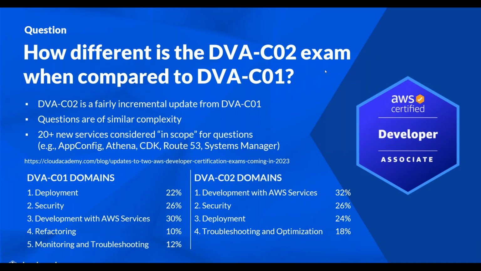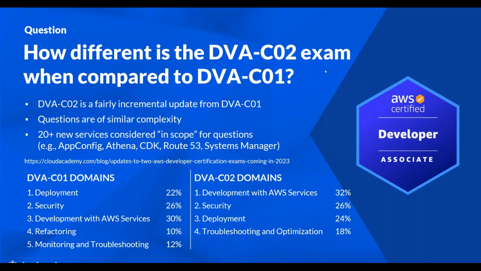So if you look at the domains as broken down in the exam guide, you see the DVA C02 domains on the right that we just talked through. If you look at the predecessor exam's domains on the left, you'll see domains 1 through 3, although domains 1 and 3 have been swapped, those three are all basically the same. There have been some minor tweaks to the percentage weightings of those domains, but for all intents and purposes, development with AWS services, security, deployment, all of those things are being focused on roughly the same as they were in the prior version of the exam.